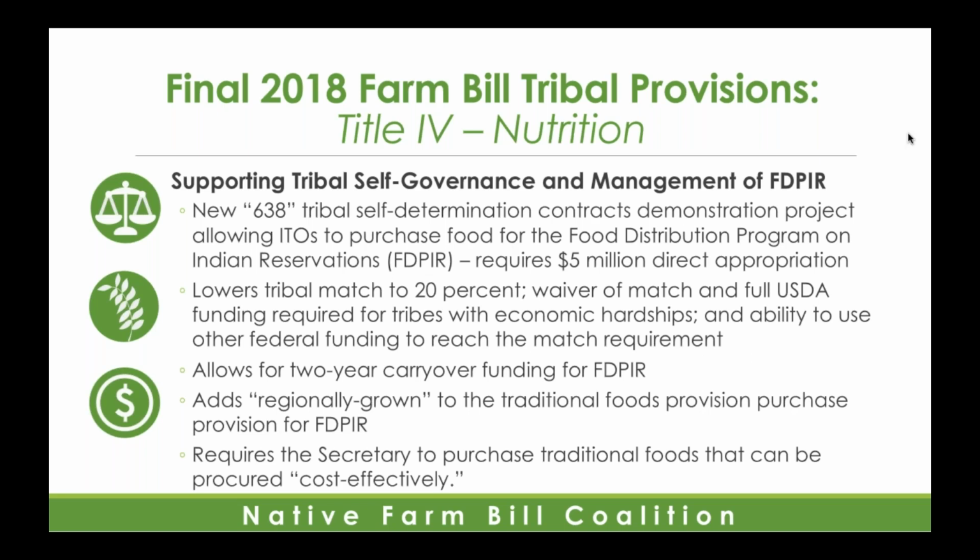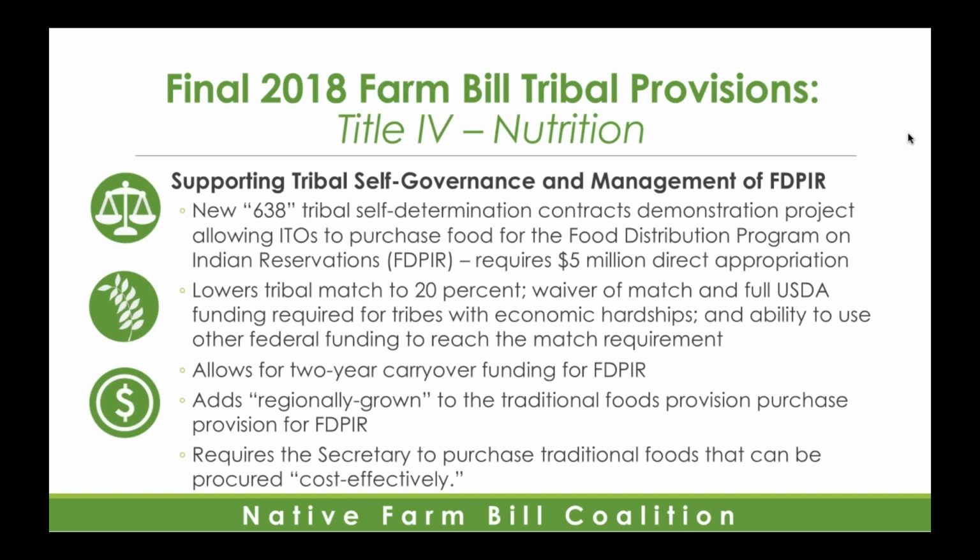A couple other changes here, just really quick. Regionally grown has been added to the traditional foods provision, purchasing part for FDPIR, and the Secretary is required to purchase traditional foods if they can be procured cost effectively. There are 4 traditional foods in the program right now: salmon, wild rice, bison, and blue cornmeal.